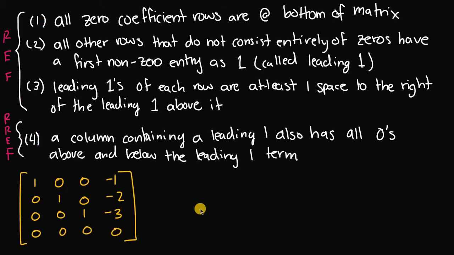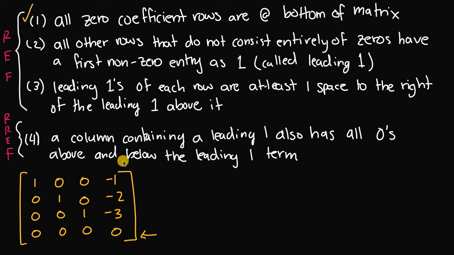So let's go ahead and look at another example. Let's say we have this matrix right here. This is a 4x4 matrix. Well, we can see that all 0 coefficient rows are at the bottom of the matrix. So this row down here has all elements that are 0, and it is at the very bottom of this matrix. So it satisfies rule number 1. How about rule number 2?